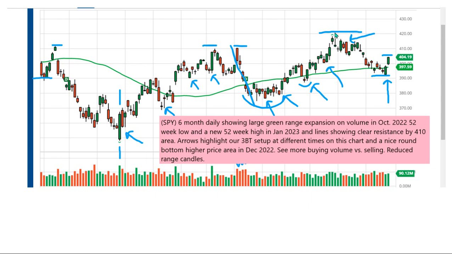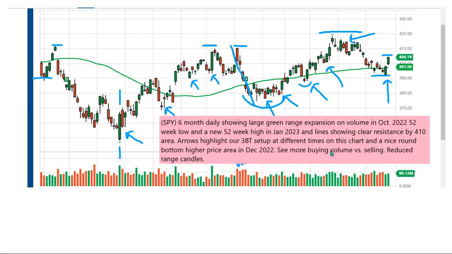And lines showing clear resistance by the 410 area right there. There's 410. And arrows highlighting the 3-bar turn setup at different times on this chart. Again, nice rounded bottom in December of 2022 after a pullback.